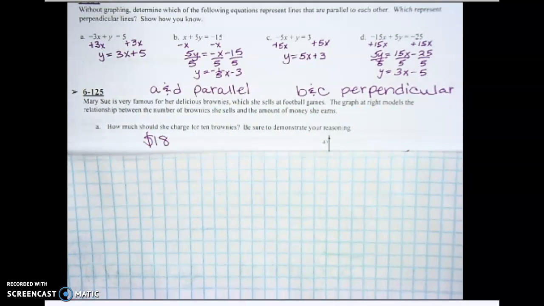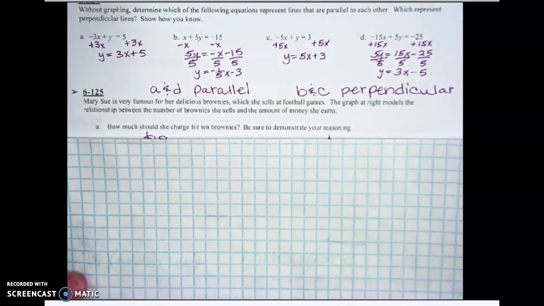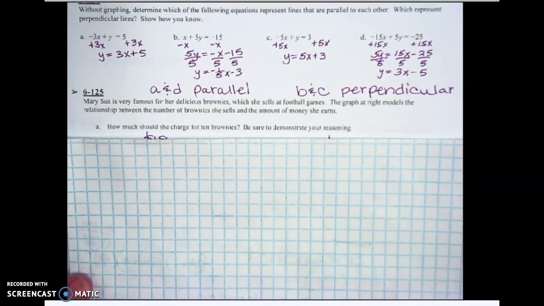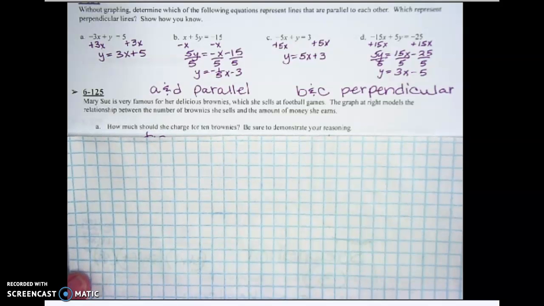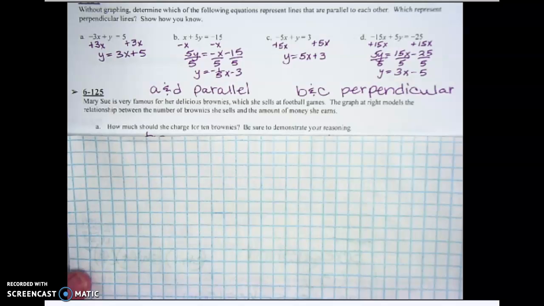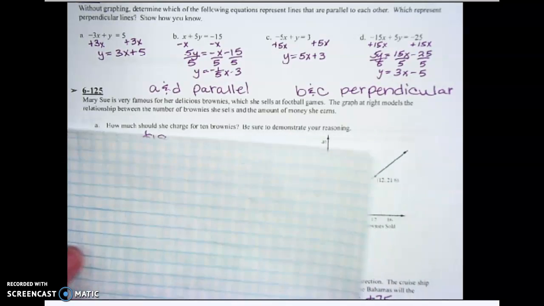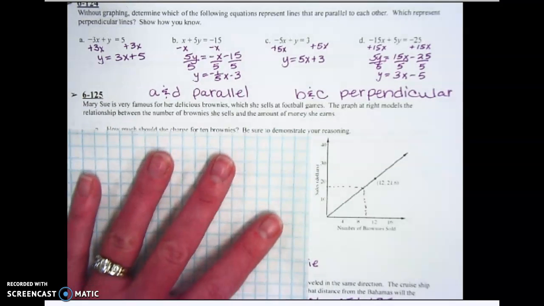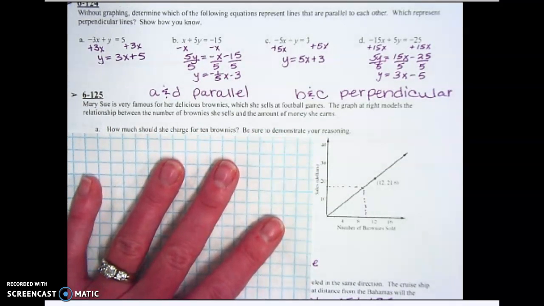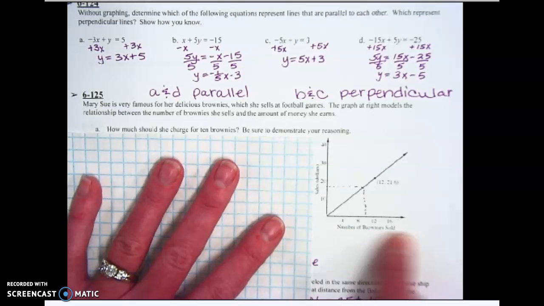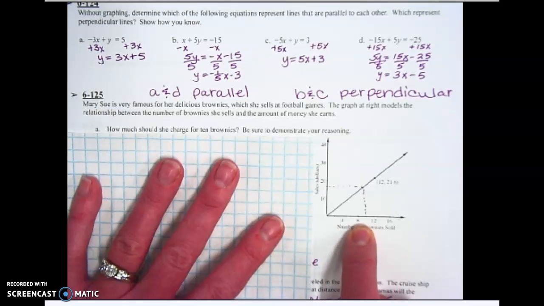All right, question 125. Mary Sue is very famous for her delicious brownies, which she sells at football games. The graph at right models the relationship between the number of brownies she sells and the amount of money she earns. How much should she charge for 10 brownies? Be sure to demonstrate your reasoning. So over here is our little graph, and along the bottom is the number of brownies sold. So I went where 10 would be. 10 would be halfway between the 8 and the 12, right?